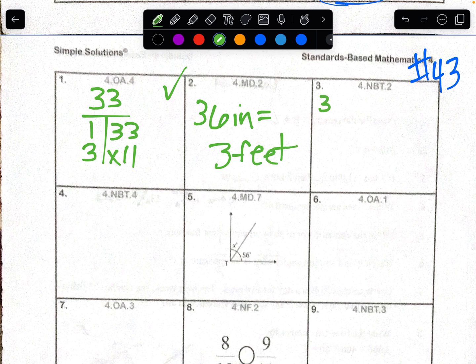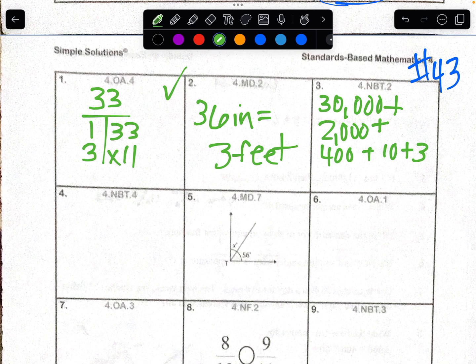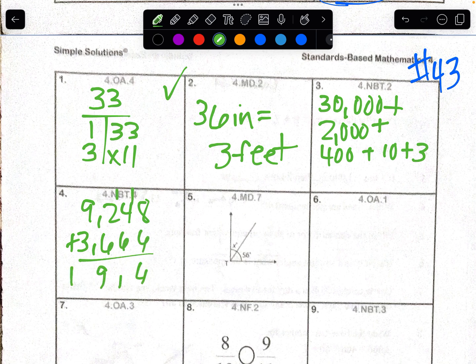Expanded form, we should have 30,000 plus 2,000 plus 400 plus 10 plus 3. Number 4, you had to find the sum. For 12,914.